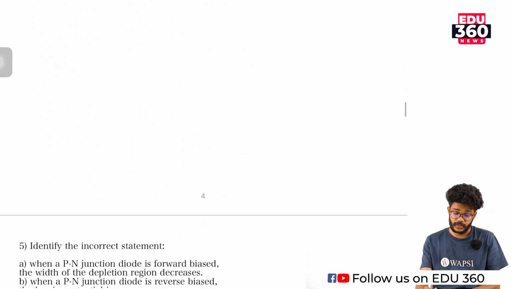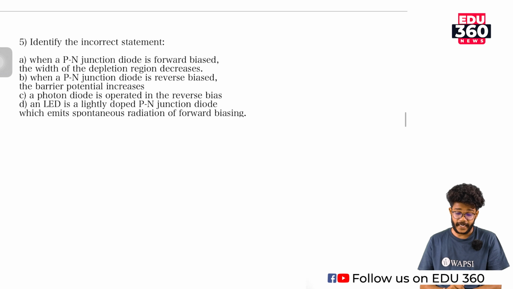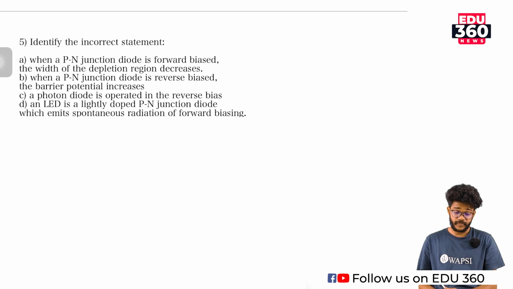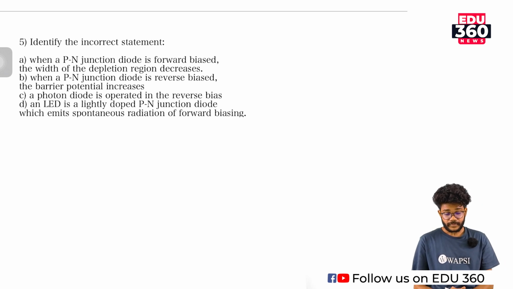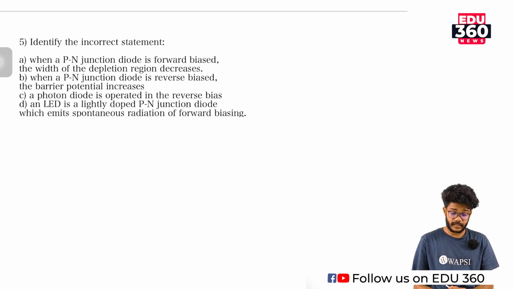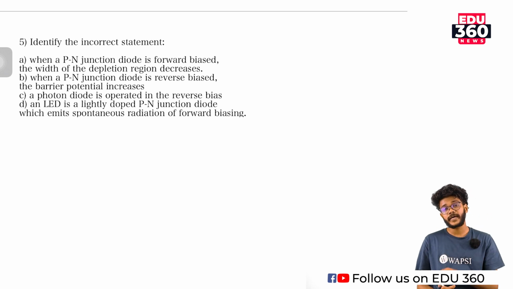Then we can move to the next question, the fifth question. Identify the incorrect statement. Four statements are there. We want to identify the incorrect statement, but three statements are correct. So first of all, we need to find which are these three correct statements. First option: when a PN junction diode is forward biased, the width of the depletion region decreases. Yes, when it is in forward bias, the width of the depletion region becomes thinner.